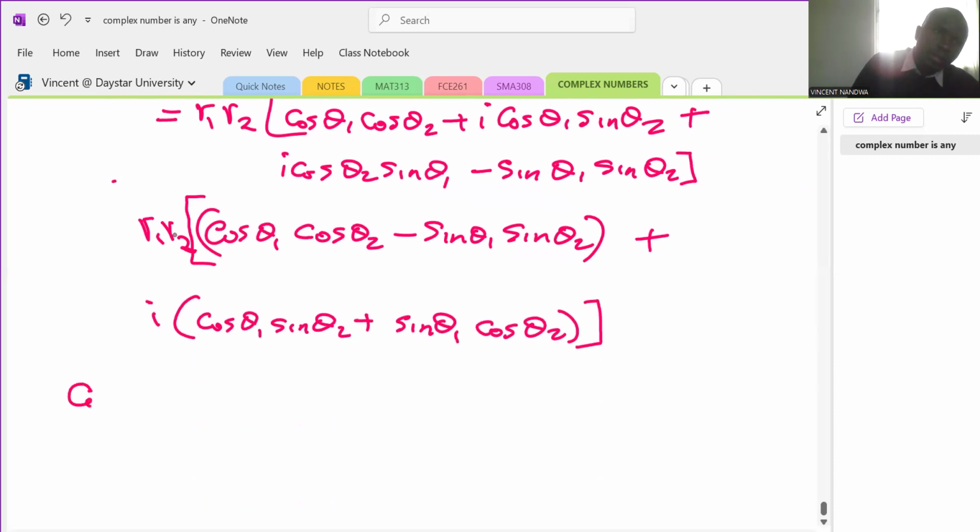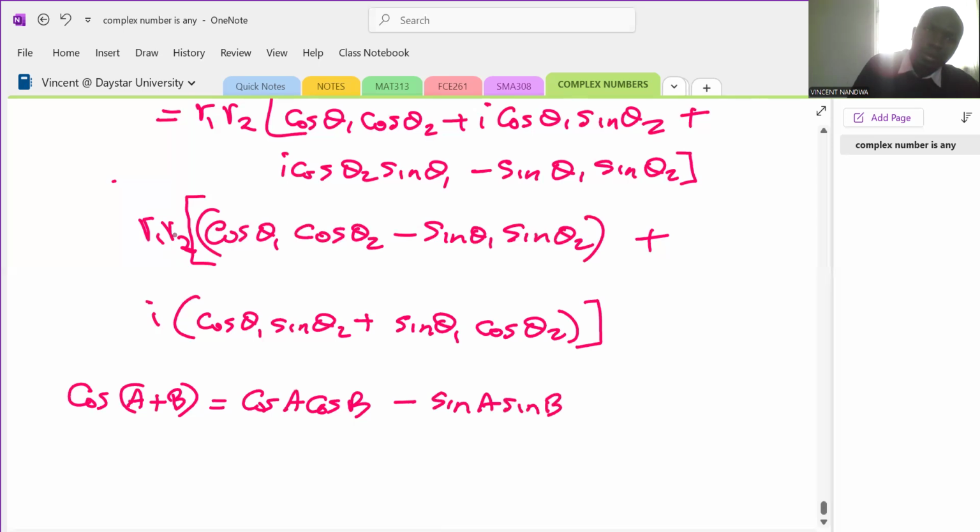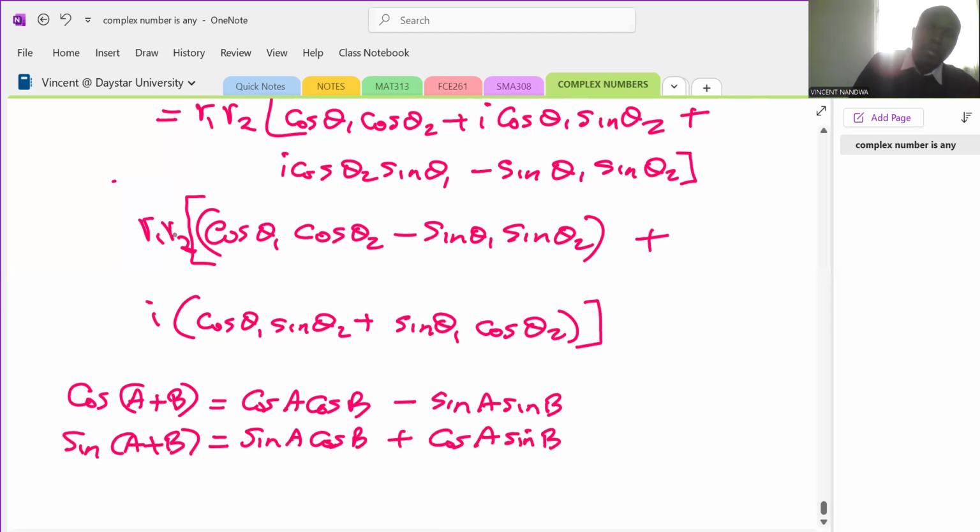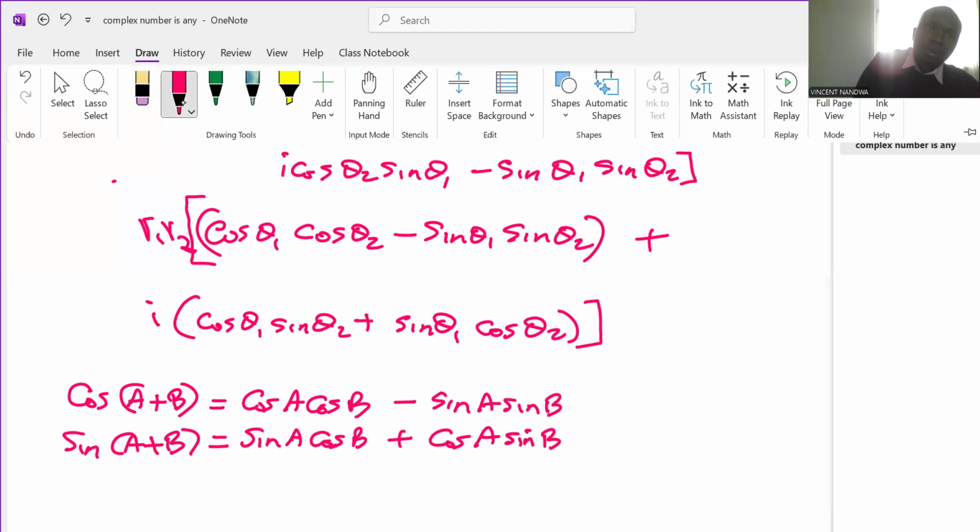But we know that cos(A plus B) is the same as cos A cos B minus sin A sin B, and sin(A plus B) is the same as sin A cos B plus cos A sin B. These are trigonometric double angle formulas.